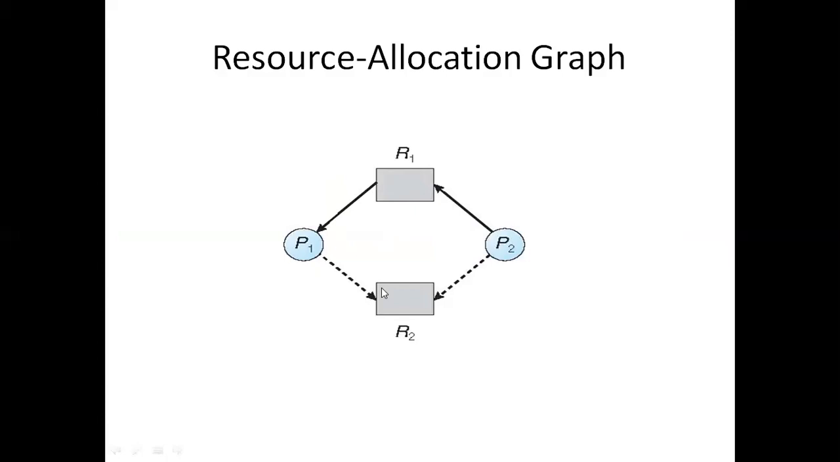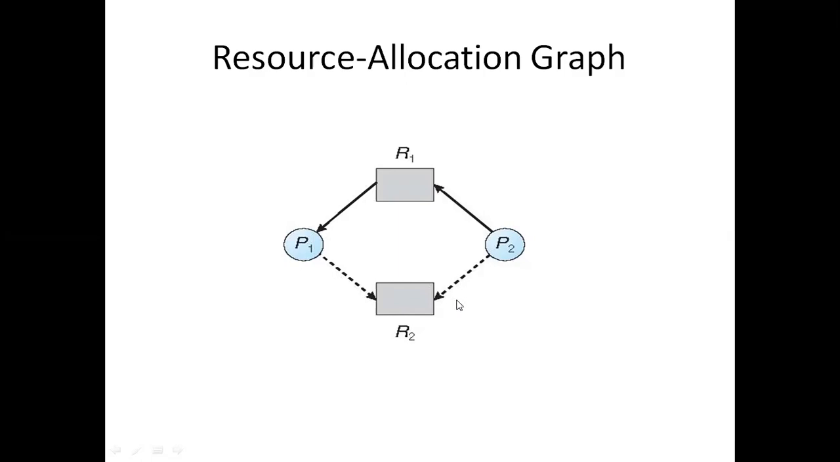Okay. What about this dashed line? Initially, these dashed lines are called claim edges. Claim edge means the process may request the resource at some time. Here there is only one resource of type R2, and process P1 or process P2. These are the only two processes in this particular example. So these two processes may request the resource. That is the reason why it is called may request. That is the reason why you have claim edges.